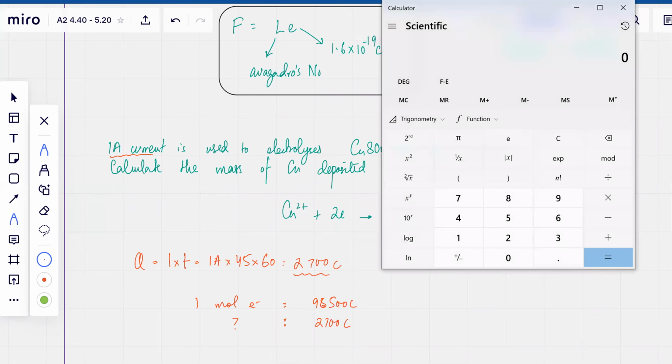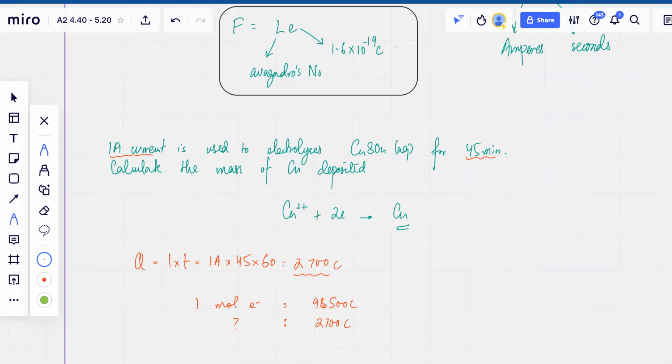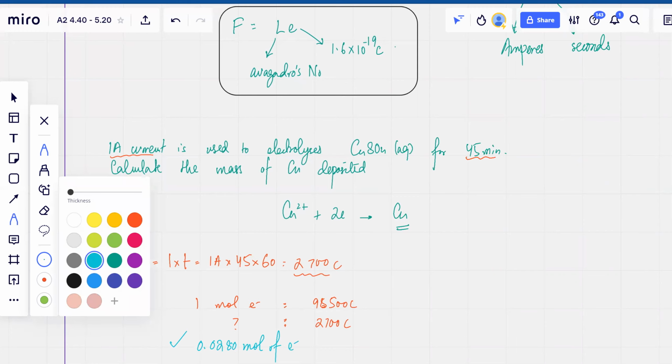2,700 divided by 96,500. I think it gives me 0.0280. Can you double check and tell me, is this the right answer? Yes, sir. So rounded to three significant figures, it's 0.0280 moles of electrons.